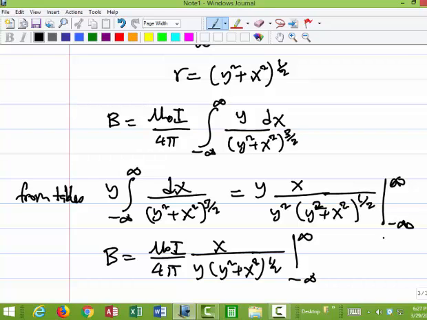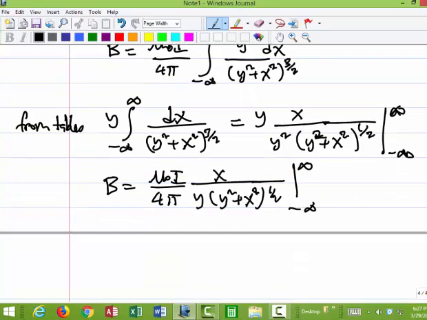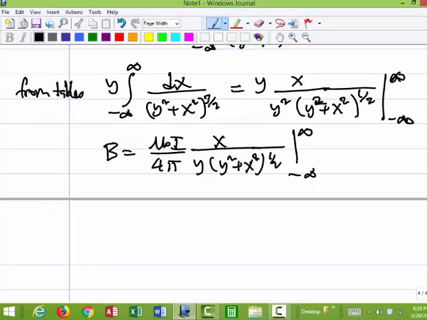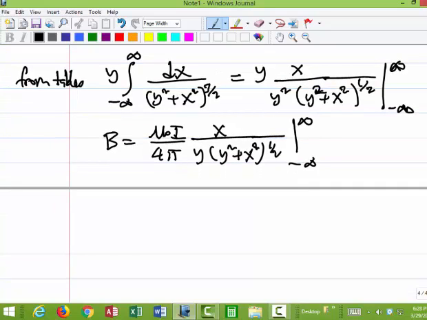Any questions at this point? Okay, so for infinite integrals like this, we can say that B equals mu naught I over 4 pi. And if we take x to be infinity, then we're going to have, so let's go this way.